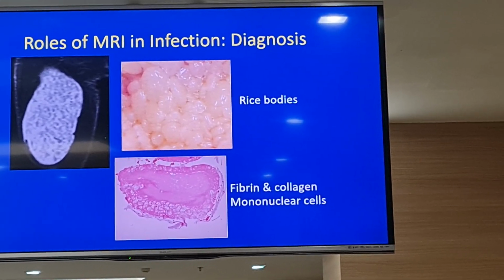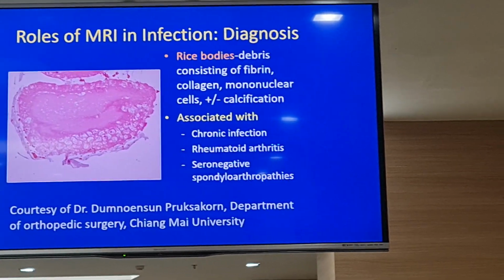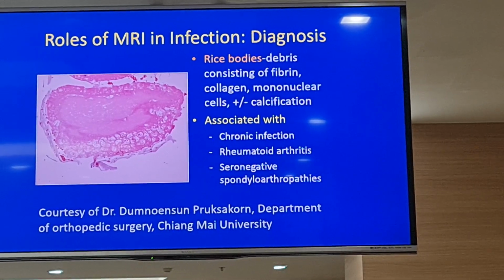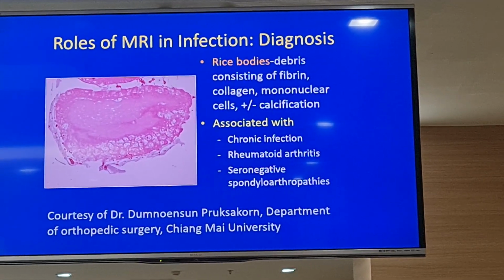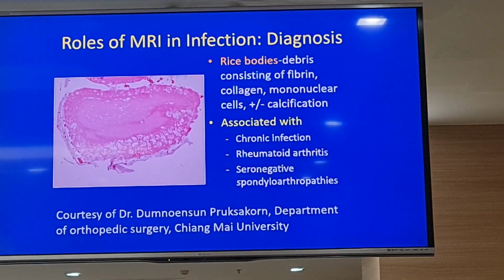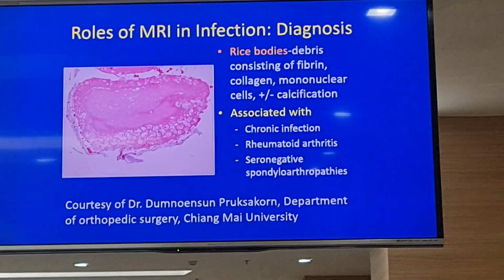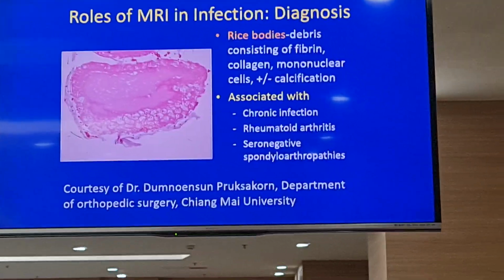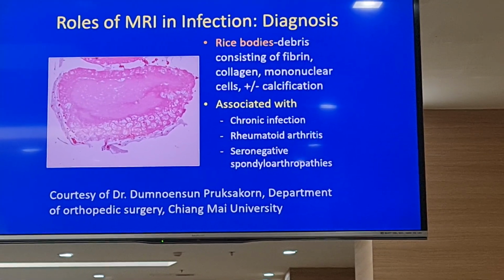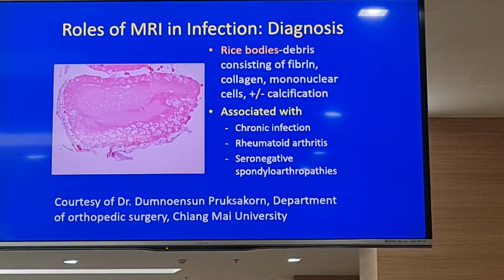And this is a microscopic view of a rice body, which is actually comprised of collagen fiber and mononuclear cells. It's not very specific for infection, but it reflects chronic disease. Rheumatoid arthritis also has this, and seronegative spondyloarthropathy can present with this as well. But most of the time in our region it is with a chronic infection, mostly a granulomatous infection.